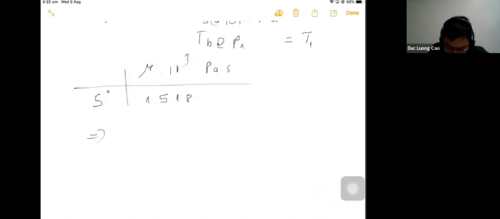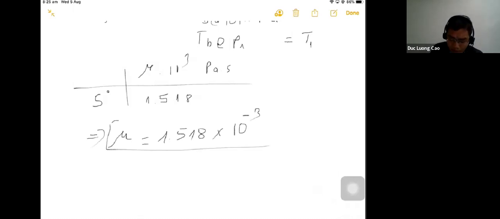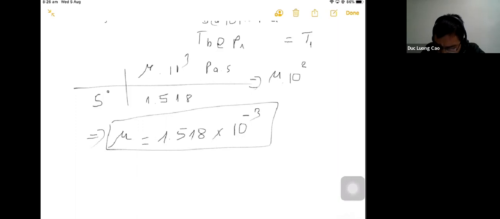So the viscosity will be equal to 1.518 times 10 minus 3. Okay, this one is viscosity, because you have viscosity times 10 power 3 will be equal to 1.518. Similar for 20 or 50 Celsius, and similar for kinematic viscosity.